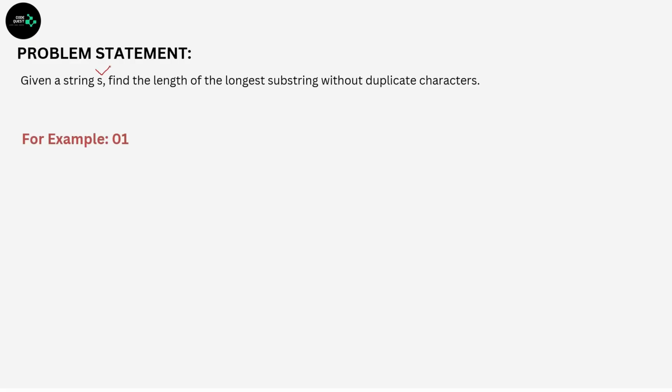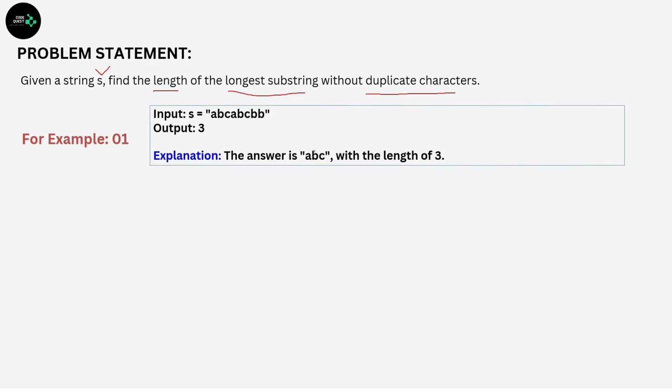So today our problem statement is we have been given a string, say S, and we need to find out the length of the longest substring without duplicate characters. For example, if we have taken this string, the output is 3 because I can see the longest substring is ABC, whose length is 3.